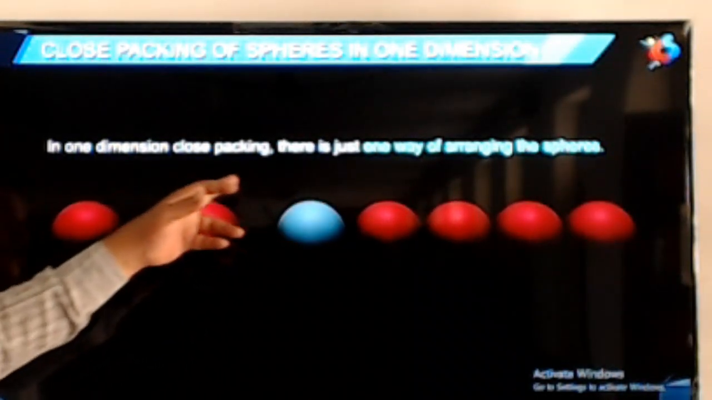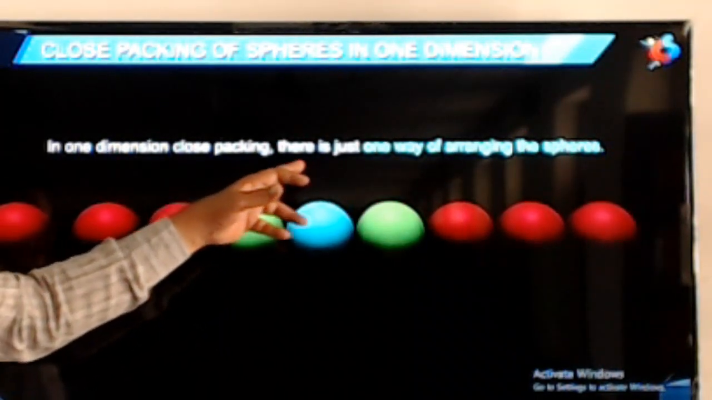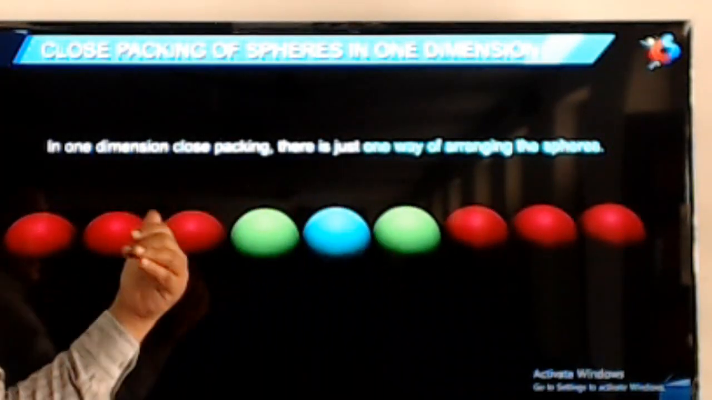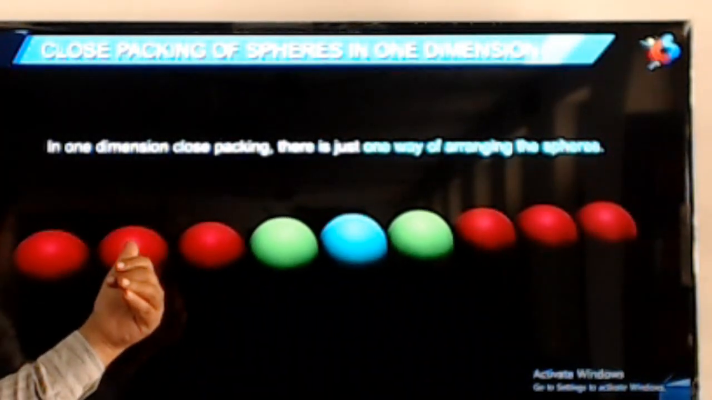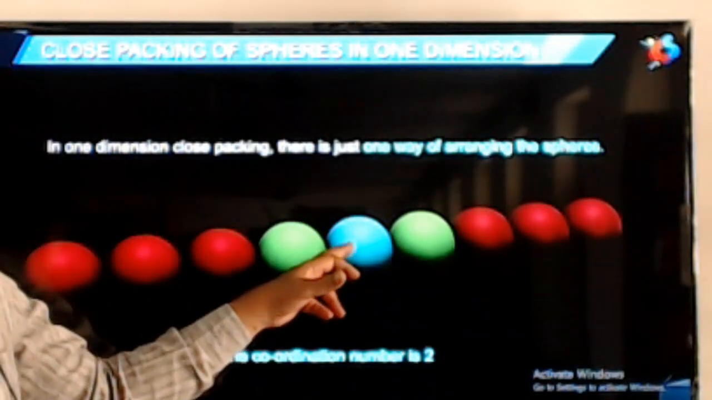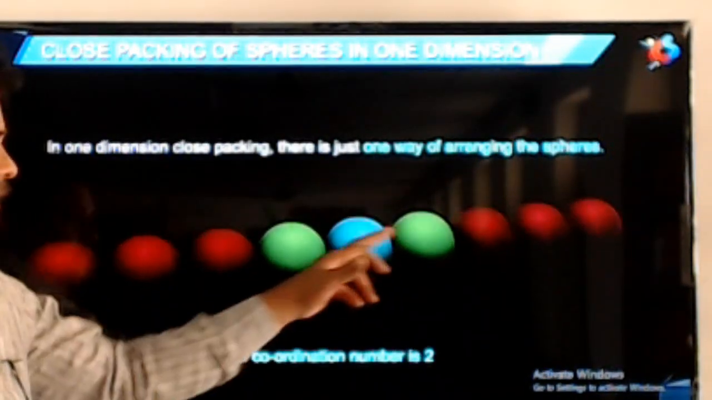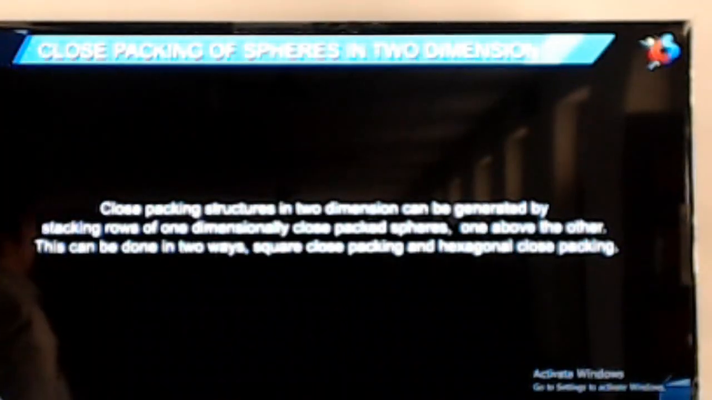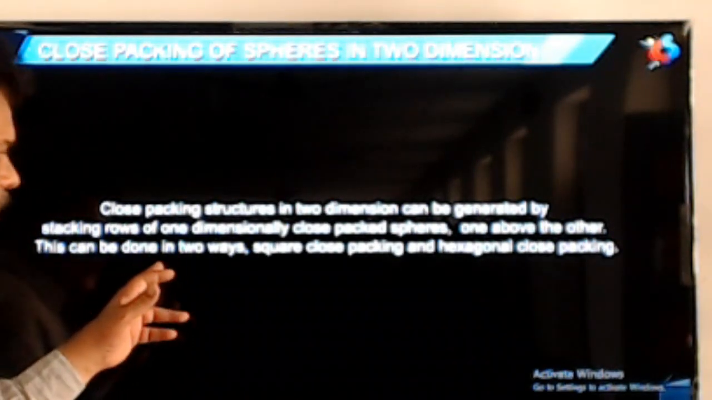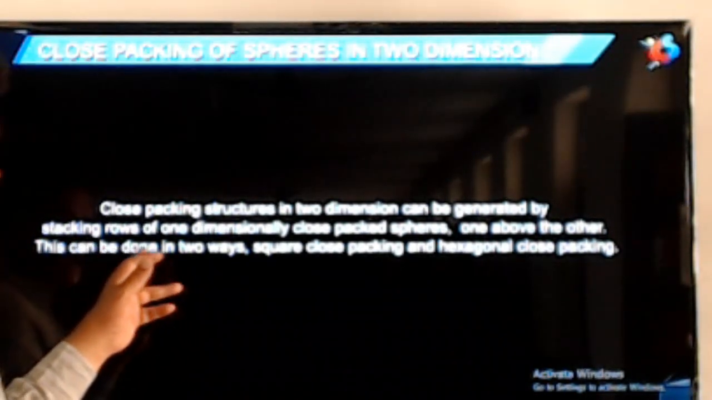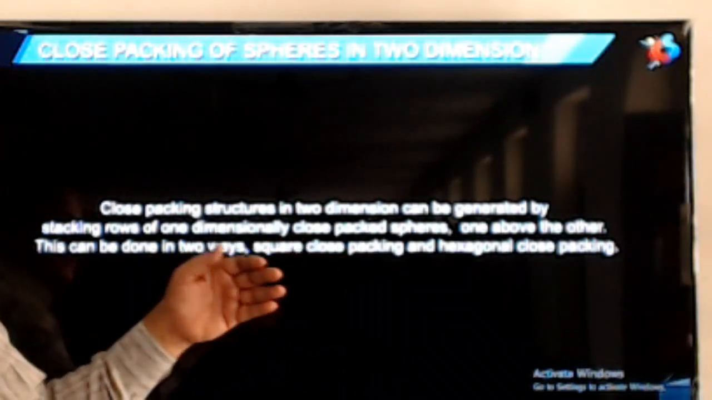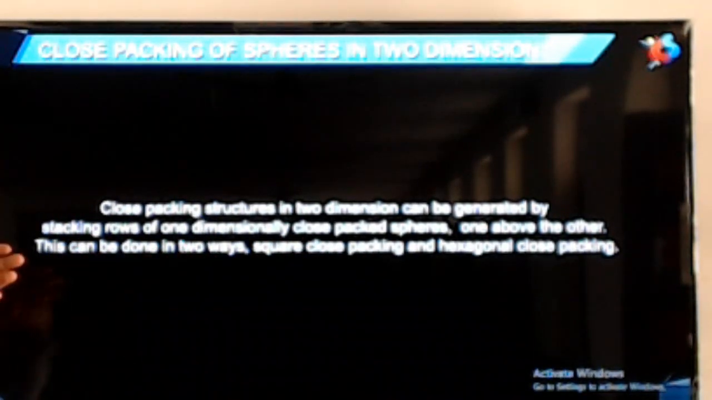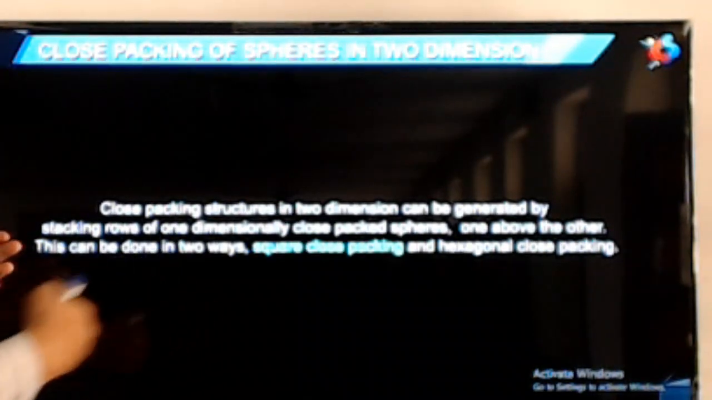In 1-dimensional closed packing, there is just one way of arrangement, that is linear arrangement. We already discussed this one. Say this is the reference particle. It is in contact with 2 other particles, hence the coordination number is 2. So this is 1-dimensional. Closed packing structure in 2-dimensional can be generated by stacking rows of 1-dimensionally closed packed spheres, one above the other, linear closed packing under another linear closed packing like this.